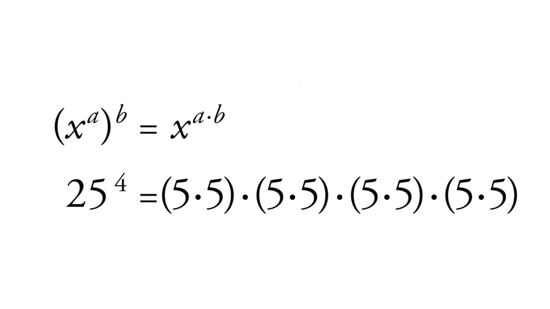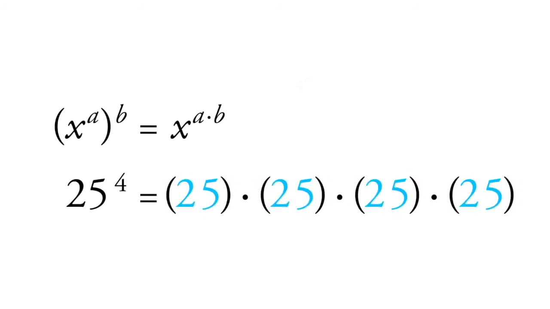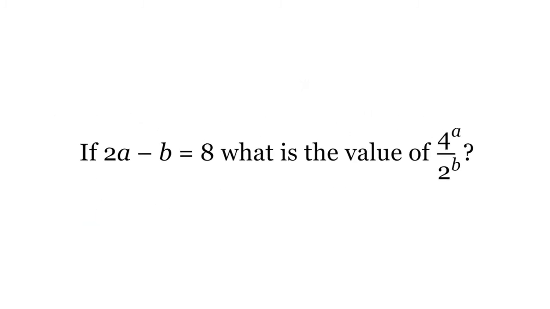And each of these groupings we can turn to 25. 5 times 5 is 25. So 25 times 25 times 25 times 25 is just 25 to the 4th. And that's what we want to do for this problem. Anytime you see exponents and a fraction, we want to get those in the same format.